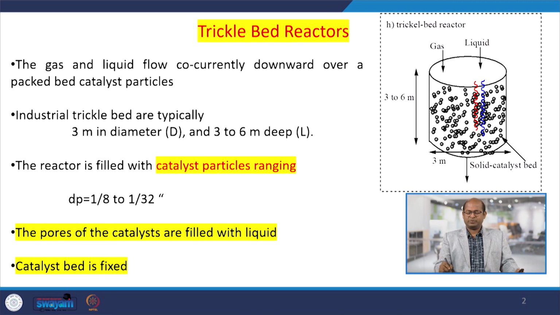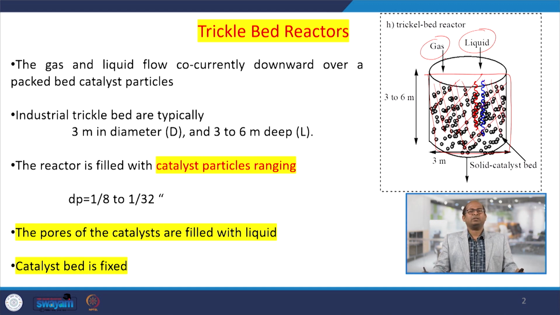This is similar to a slurry reactor. Here also gas and liquid, which are the reactants, will be passed through the reactor. This is the reactor, and here a catalyst bed is present. Inside the bed the catalyst is fixed, so it is not a movable component. It remains inside the reactor in the form of beds.